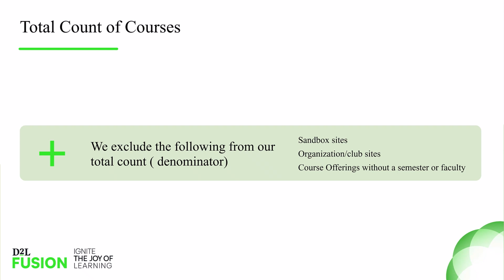To get an accurate percentage of usage, we do exclude non-academic courses such as sandbox and club sites and any offerings without a semester or faculty. Since we are interested in only academic courses, and academic courses automatically have semester and faculty assigned, this is an efficient way to exclude sites that we did not want.